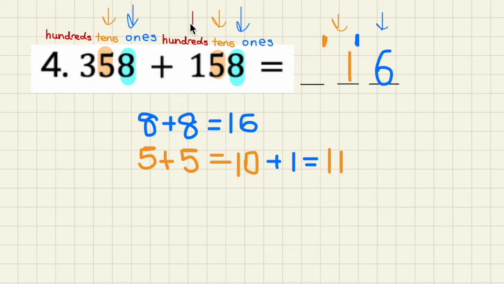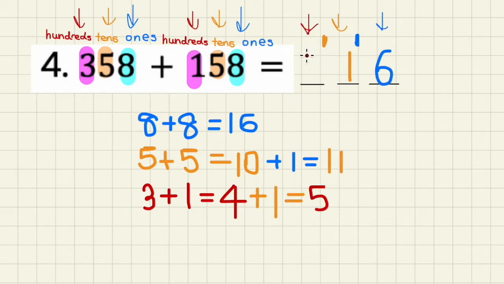So now for the hundreds place, we would add 3 plus 1, which is 4, and then plus 1 again, which makes it 5. Our final answer to this question, 358 plus 158, is 516.